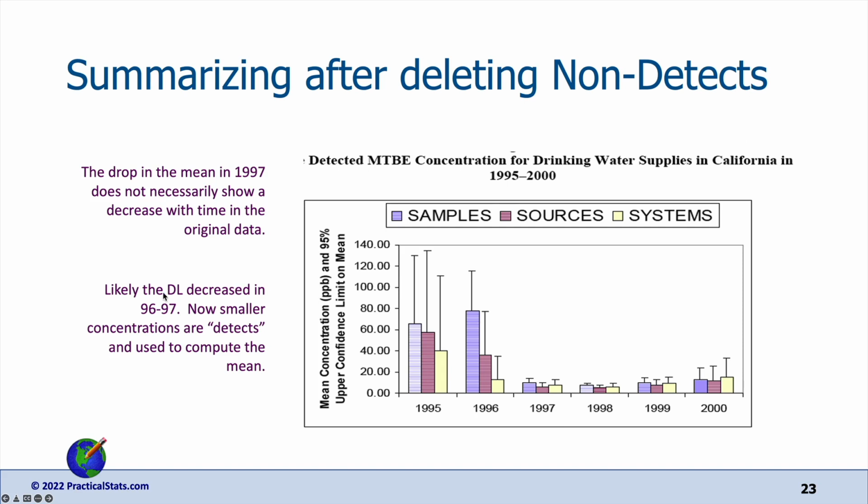So what happens when the detection limit decreases? There are smaller concentrations that are now detects, quote unquote. So the definition of a detect changes. And those are now used to compute the mean in 1997 and after. And so we get, not surprisingly, lower concentrations for the mean.